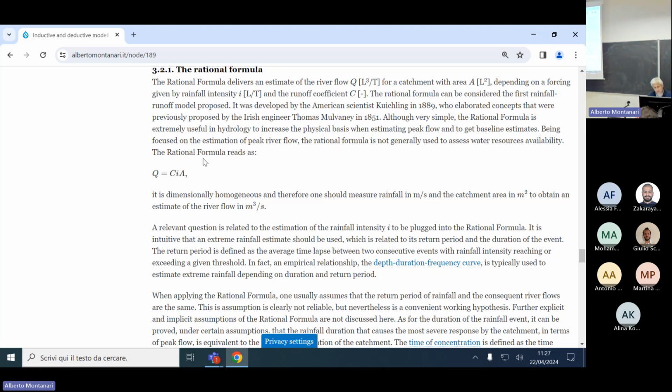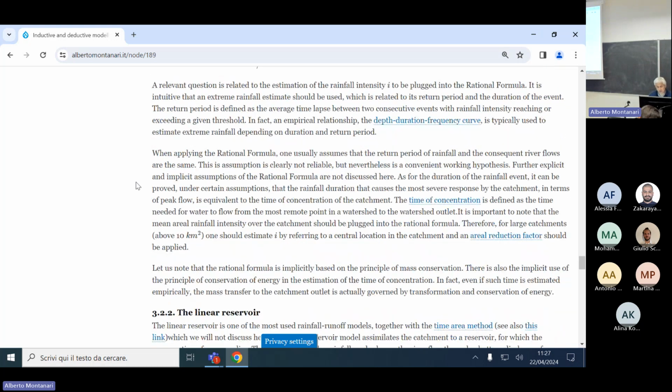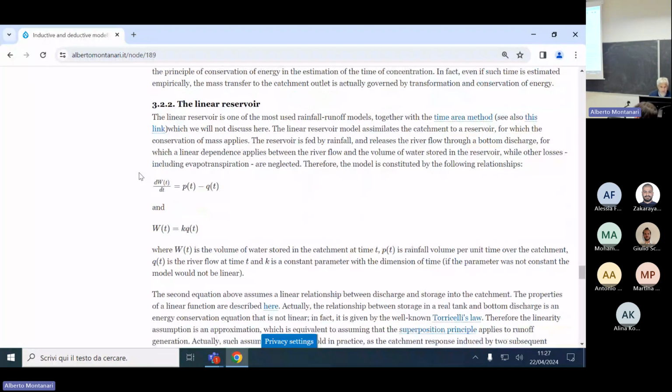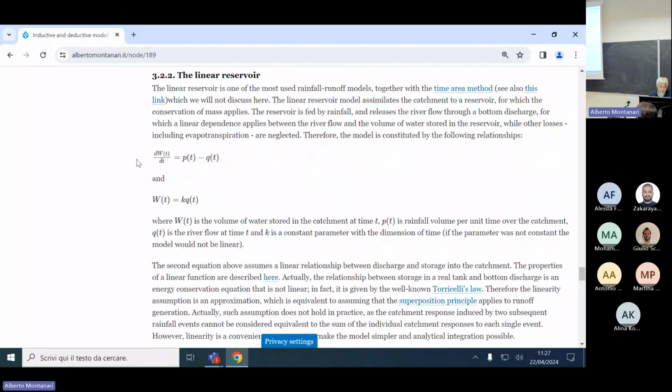So the rational formula is a very simple model. It's clear that it has limitations. So what are other models, more complicated models that we could consider without making it too complicated? I want to mention a model that is widely used, especially for computing the discharge of drainage canals from flat regions.